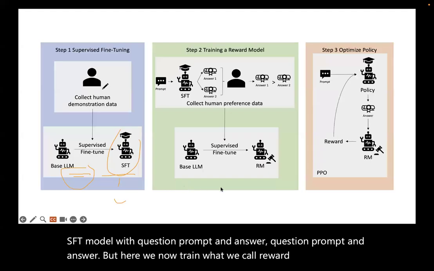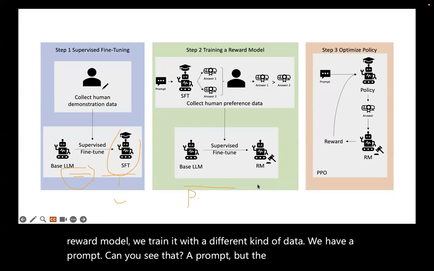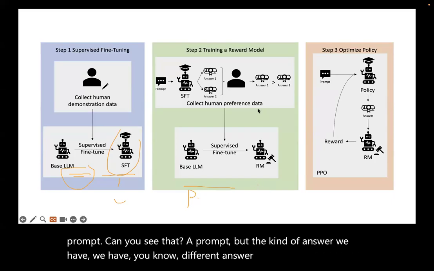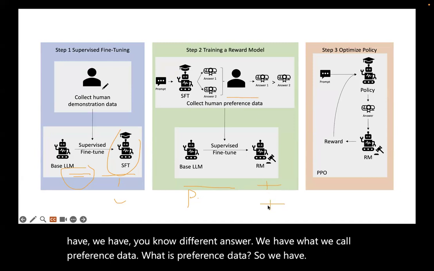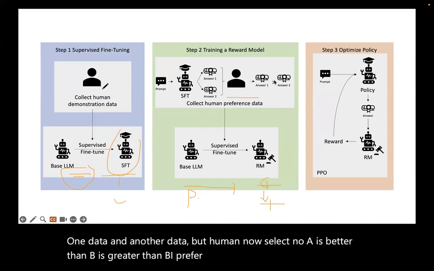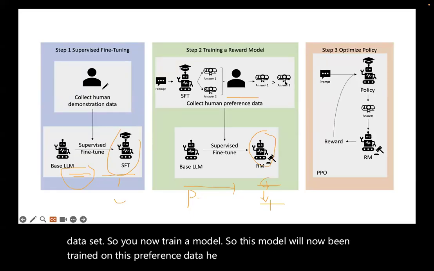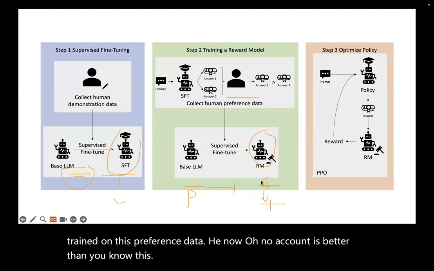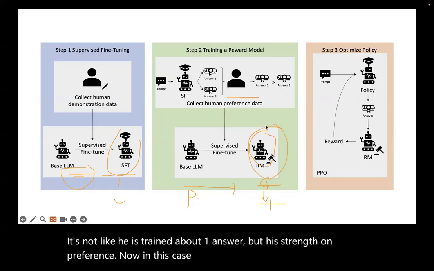The reward model we train with a different kind of data. We have a prompt, but the kind of answer is different. We have what we call preference data. What is preference data? We have one answer and another answer, but the human selects: A is better than B, A is greater than B. I prefer A over B, something like this data set. So you train a model on this preference data. It now knows Kano is better than this. It's not trained on one answer, but on preference. In this case, we have what we call the reward model.